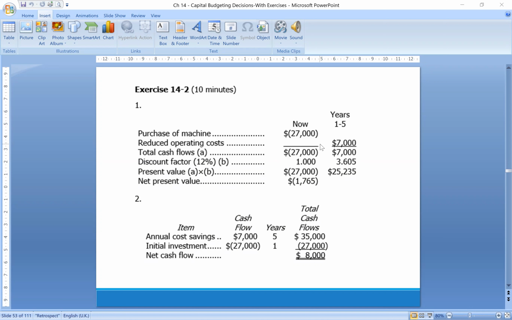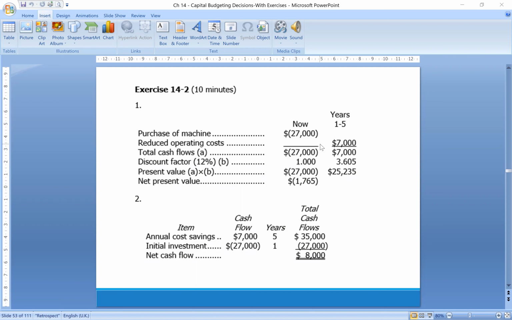So if we depend on 35, which means no inflation, and the 35 for the next 5 years is equal to 35 today. This is number 2. The total cost savings, if we don't consider the time value, will equal 35. And we will compare it to the initial investment of 27,000. So we do have positive net cash flows of 8,000.